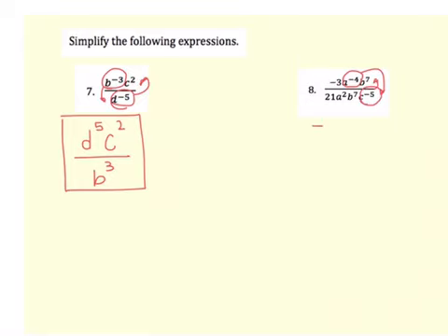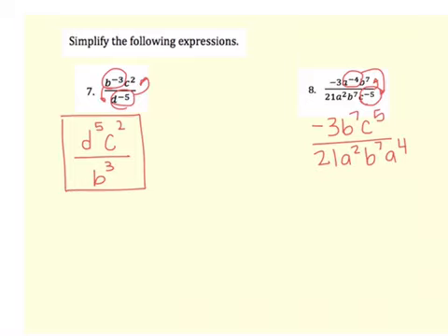So I'm going to have negative 3 b to the 7th, c to the 5th, divided by 21 a squared b to the 7th, a to the 4th, because we had to bring that a to the negative 4 down to make it positive. So now we're going to go ahead and simplify the coefficients, simplify the b's, simplify the a's, and then be done.